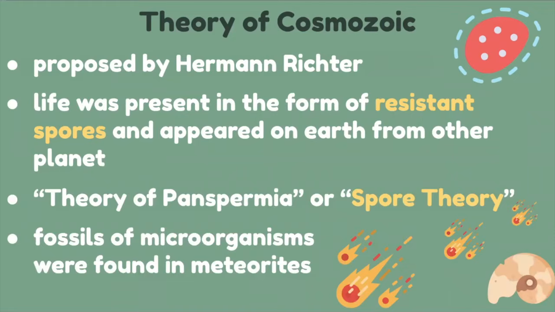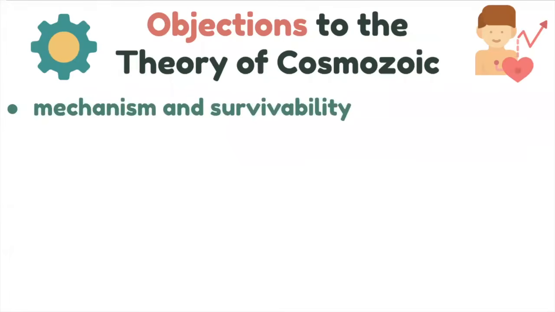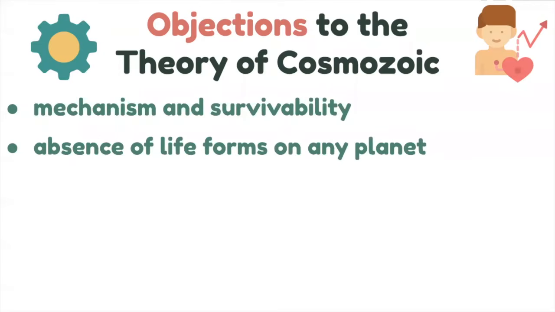However, of course, there are objections to this theory. First, there is no known mechanism for the transfer of spores from other planets, or whether these spores could survive the journey in space. Next, the absence of life forms on any planet except Earth is questionable.